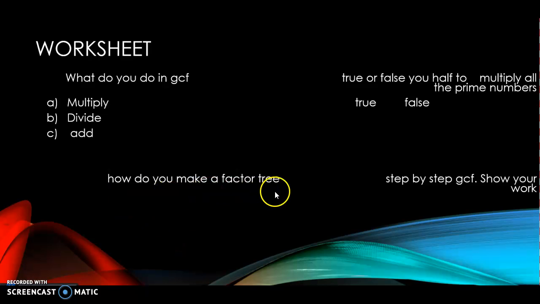How do you make a factor tree? That is a short answer question. Step by step, GCF, show your work. So that's asking you to explain to the person the step by step, like I did.